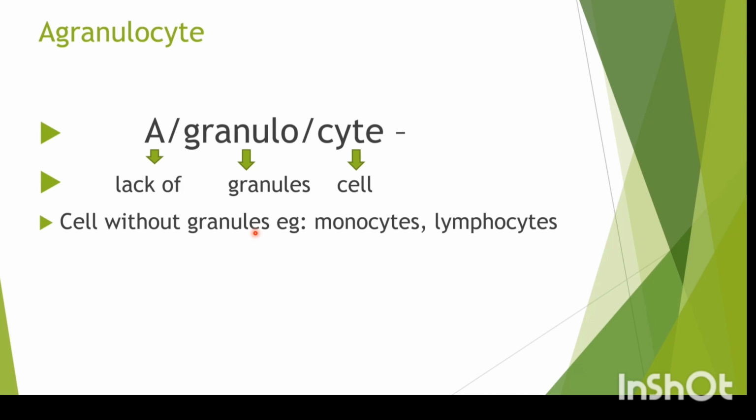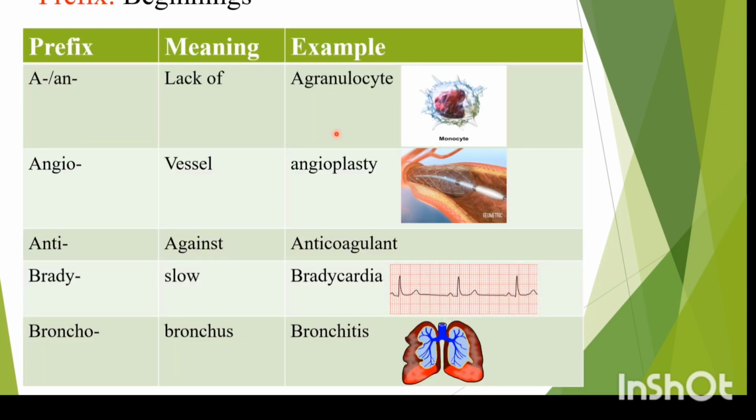In anatomical subject, they will mention that lymphocytes and monocytes are agranulocytes. So if we learn this agranulocyte meaning here itself, we will understand that sentence very easily. Next, let us learn some common prefixes, suffixes and roots with examples and their meanings. So here prefix means beginning word.